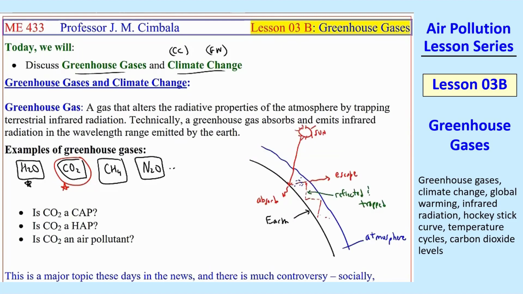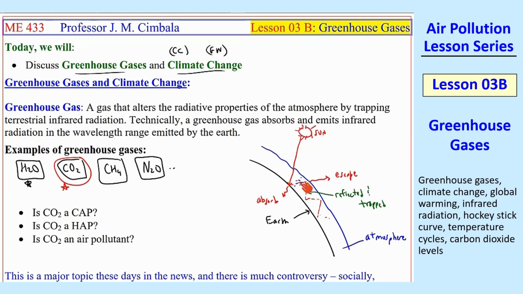So here's the definition of a greenhouse gas. It's a gas that absorbs radiation from the sun and then traps it in the atmosphere. Here's the sun, here's the earth, here's the atmosphere. What happens to the radiation that comes from the sun? Some of it hits the ground and gets absorbed, so it warms up the ground, warms up your skin when you're outside, you can feel it.